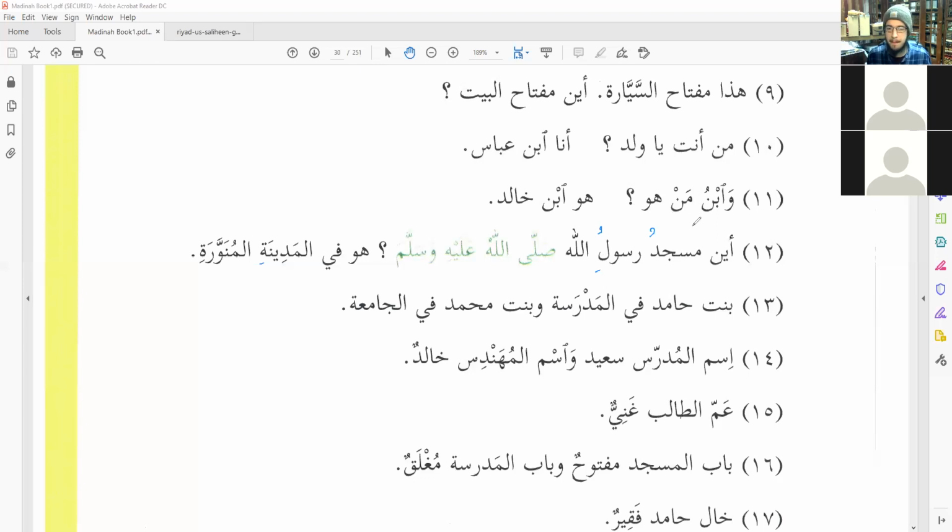Because it's a part of like masjidu. Okay. Yeah, if masjidu has a dhamma, Rasul also has to be dhamma. Awesome, good. What's the relationship between the Prophet ﷺ and the masjid?